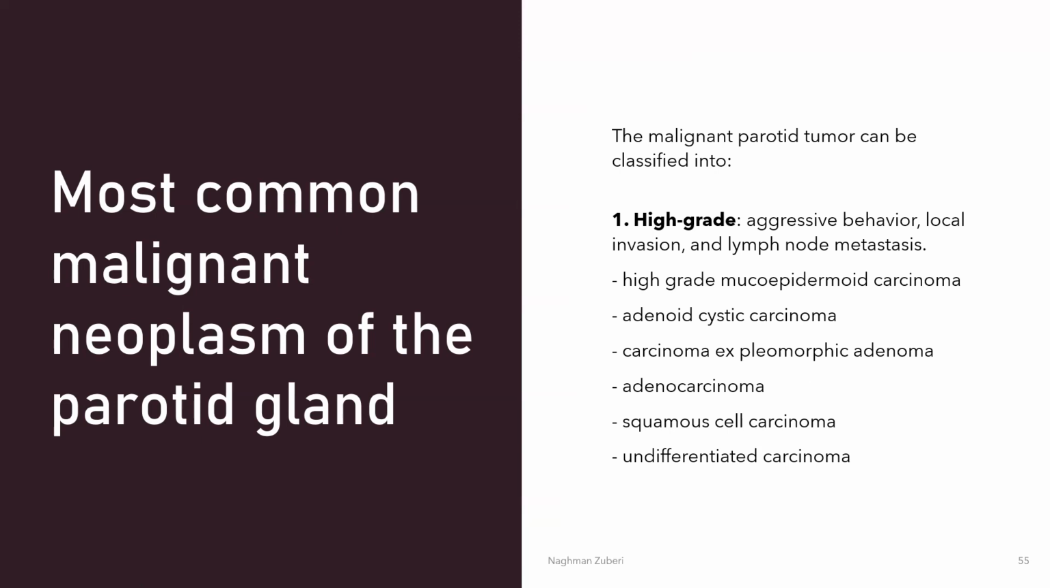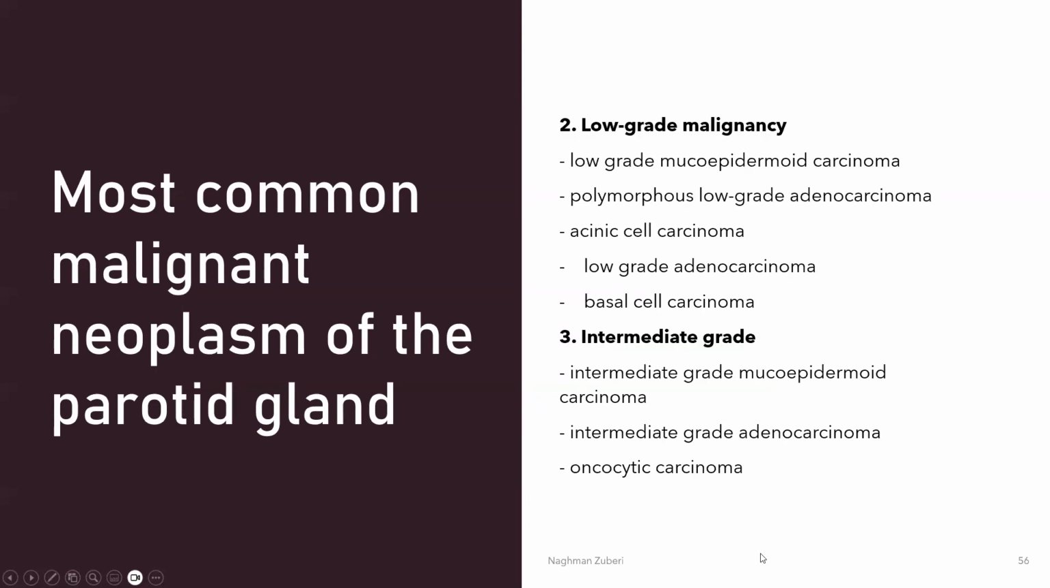The malignant parotid tumors can be classified into high-grade, with aggressive behavior, local invasion, and lymph node metastasis: high-grade mucoepidermoid carcinoma, adenoid cystic carcinoma, carcinoma ex pleomorphic adenoma, adenocarcinoma, squamous cell carcinoma, and undifferentiated carcinoma. Then low-grade malignancy: low-grade mucoepidermoid carcinoma, polymorphous low-grade adenocarcinoma, acinic cell carcinoma, low-grade adenocarcinoma, and basal cell carcinoma. Then comes the intermediate grade: intermediate-grade mucoepidermoid carcinoma, intermediate-grade adenocarcinoma, and oncocytic carcinoma.